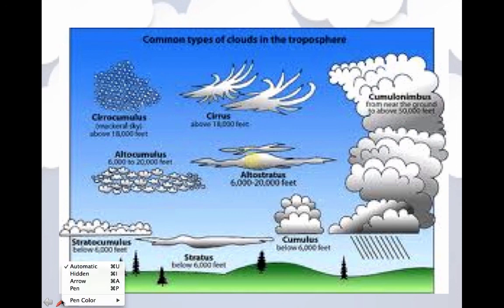I just wanted to make a note here also that these cumulonimbus clouds, which are billowing rain clouds, are going to be the clouds that also produce thunderstorms. So we're going to get lots of thunder and lightning from these cumulonimbus clouds.